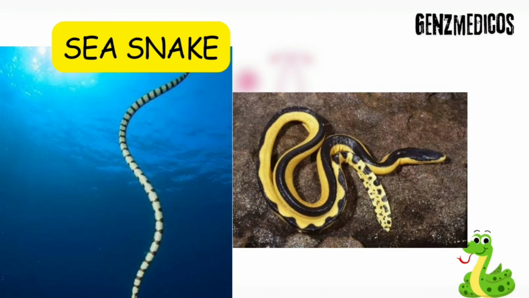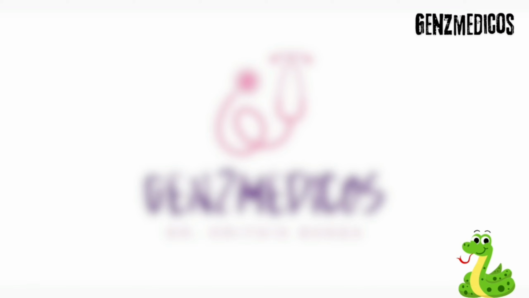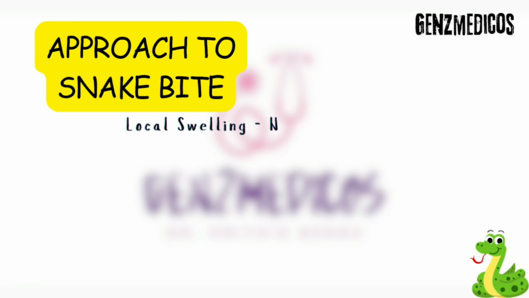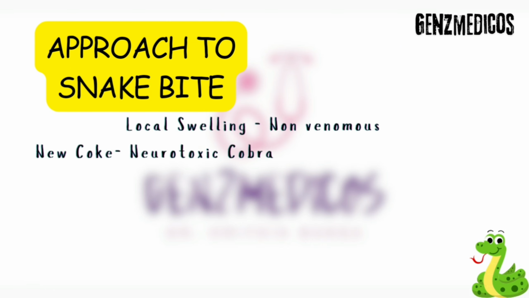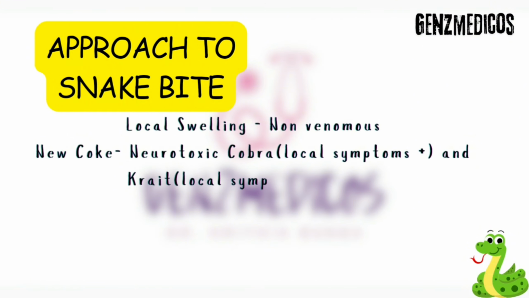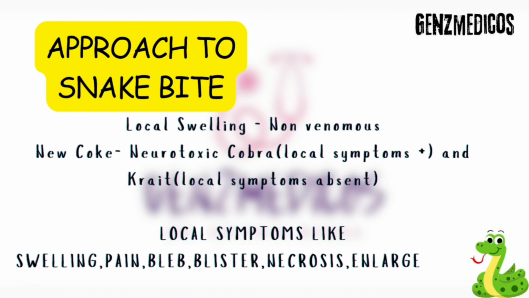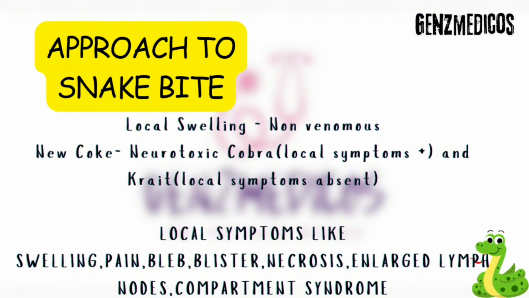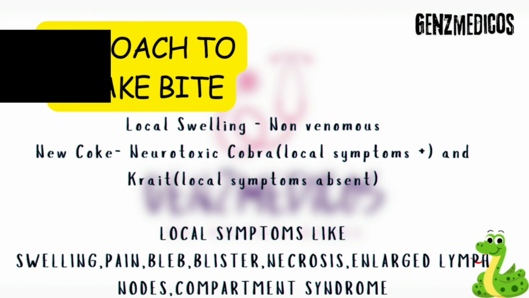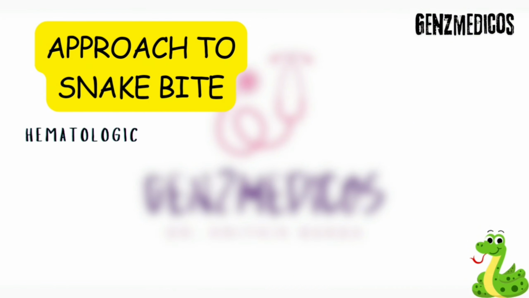Now let's see how to approach a snake bite. For example, suppose a patient came to me and he is saying a snake has bitten him. And I saw the patient and he has local swelling. So it means it is just a non-venomous snake. But along with local swelling, if he also has neurological symptoms, and I told you the mnemonic NEW COKE, cobra and krait showing neurological symptoms, so it can be either krait or cobra. But if local symptoms are absent like swelling, pain, bleb, blister, necrosis, enlarged lymph node, compartment syndrome, then it is krait. If local symptoms are absent, krait; if present, then cobra.